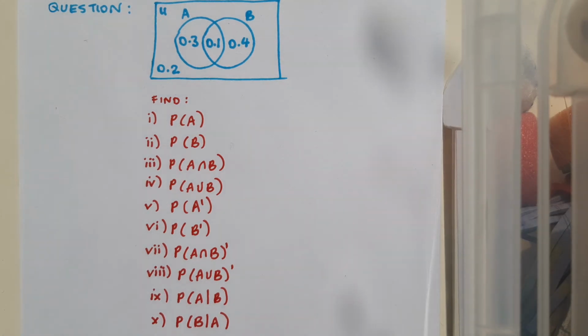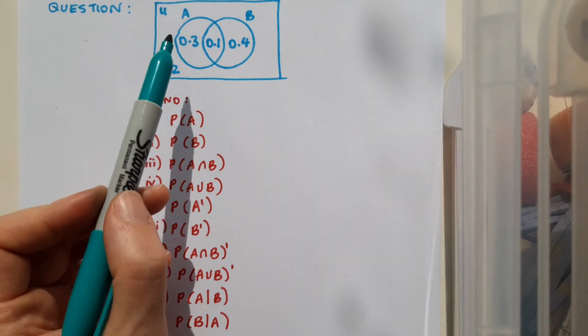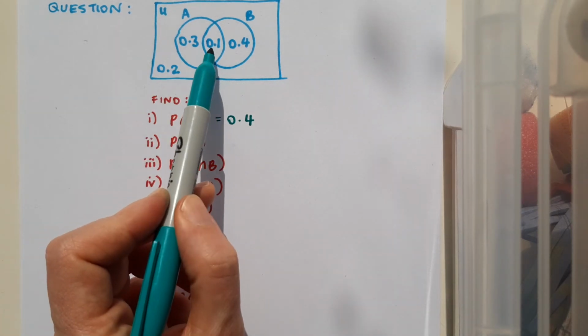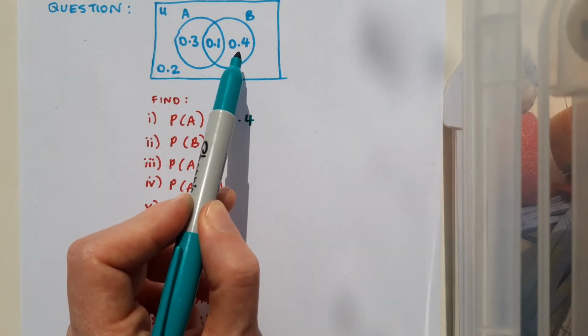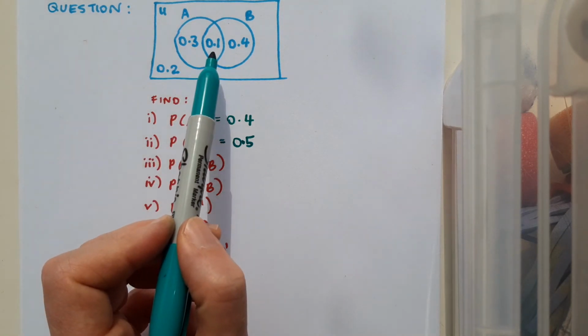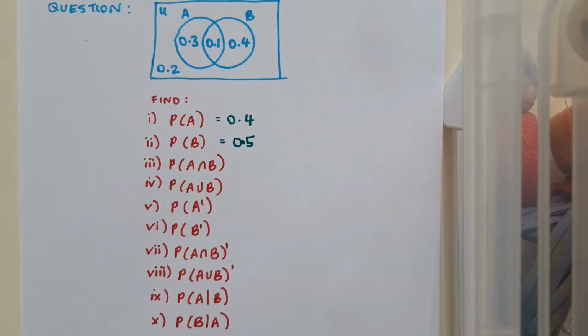That means I want to look at the full A set and get the total of the probabilities in there. So at the moment, 0.3 and 0.1, I'll add these and get 0.4. It's a similar idea for probability of B. I'll add up all the regions within B, in this case 0.1 and 0.4, making 0.5. Next, I've got the probability of A intersection B. That's simply the region where A and B meet, and so in this case that's just 0.1.